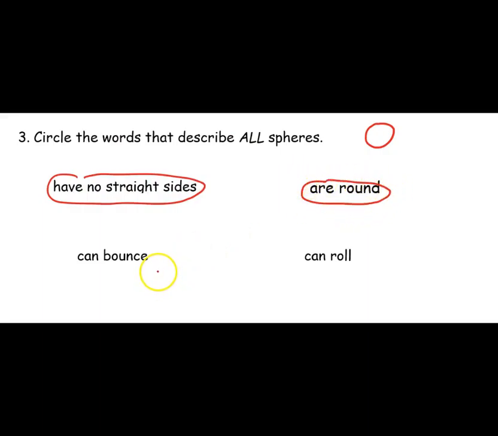They can bounce, well, not necessarily. I could think if I had a sphere that was particularly heavy, I would not say it could necessarily bounce, so we won't circle that one. Can roll. I don't think we could necessarily say every single sphere could roll. Thinking about, maybe the Earth as being a sphere, and we don't picture the Earth as rolling. So I would say no, not all spheres can roll. But they definitely do have no straight sides, and they are definitely round.